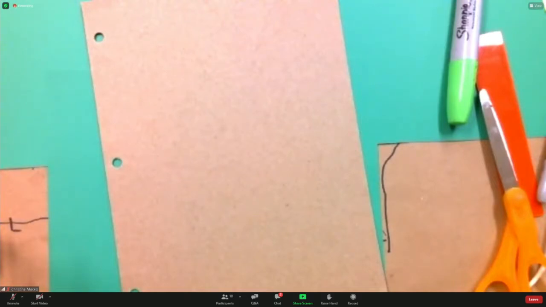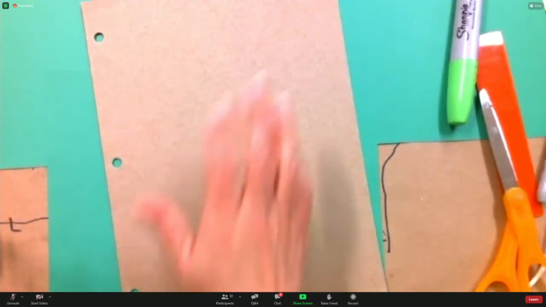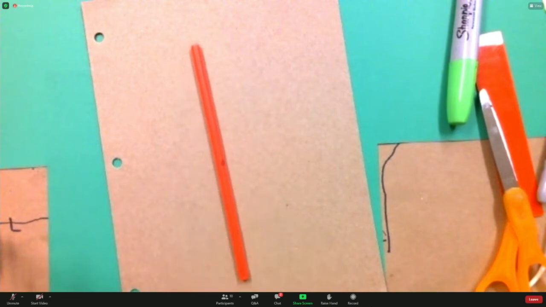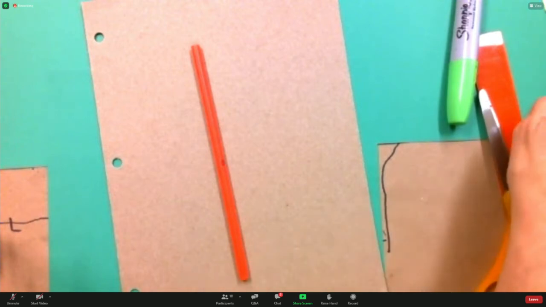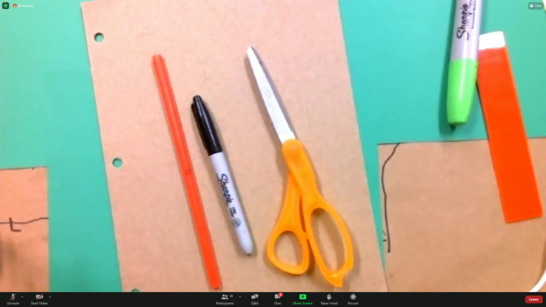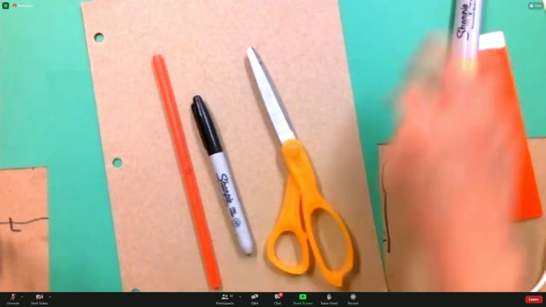I'm going to ask you to get out, and this is the most complex thing I'm going to ask you to do today, your piece of cardboard, the straw that we were looking at before for the center of mass, and some kind of writing instrument and a pair of scissors. All right. Again, any questions before we start working on this?